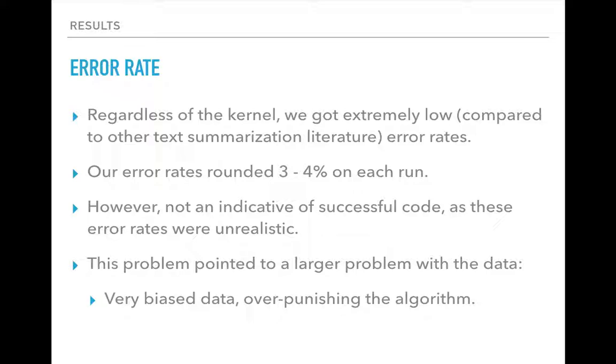Across the board, we got extremely low error rates, around 3 to 4% on each run. However, we don't believe this was indicative of successful code, as these error rates were unrealistic compared to, say, 40% in a lot of the literature we found. We believe this points to a larger problem with the data, and that is that it's very biased towards penalizing the sentences for not being relevant.